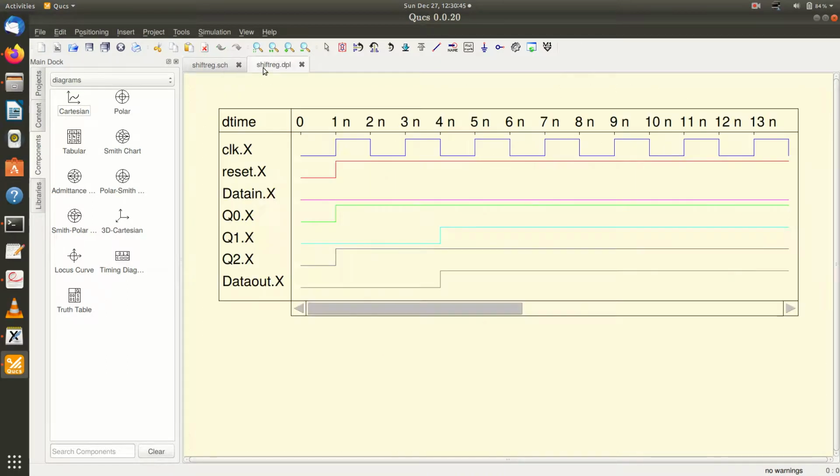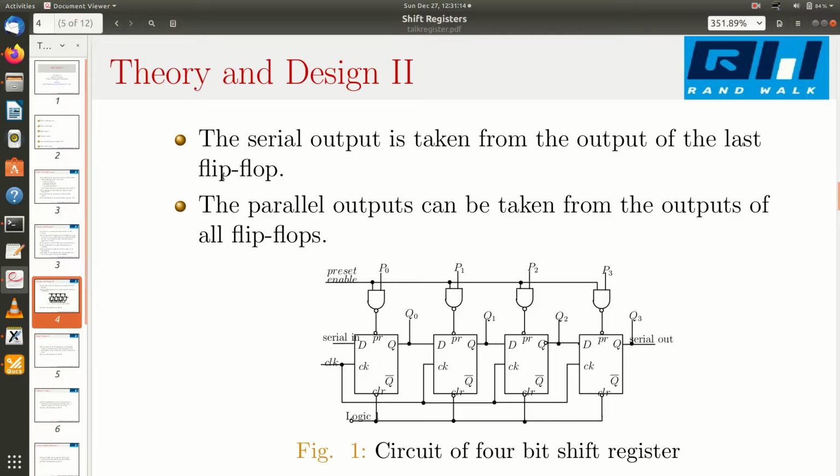You can see the shifting of the data. Initially this data input has no meaning. Now Q0 is high here. At the next clock you can see that it appears at Q1. Then this high appears at the Q2 output at 4 nanoseconds. You can see this shifting operation. So you have observed the parallel in, parallel out operation and the parallel in, serial out operation. Now let me go back to my presentation. So this is how the circuit works.